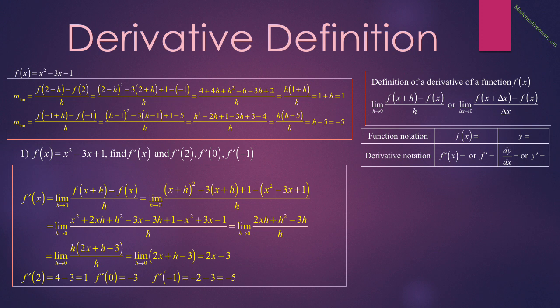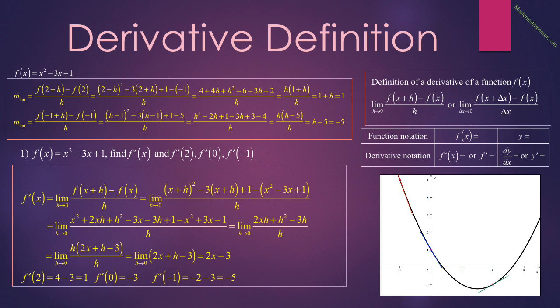F prime of 0 is simply 0 minus 3, which is negative 3. And f prime of negative 1 is simply 2 times negative 1 minus 3, or negative 5. Again, the same result as we got in the problem above. The advantage is that we now have a formula for the slope of the tangent line, and we can use it to find the slope at any value of x.